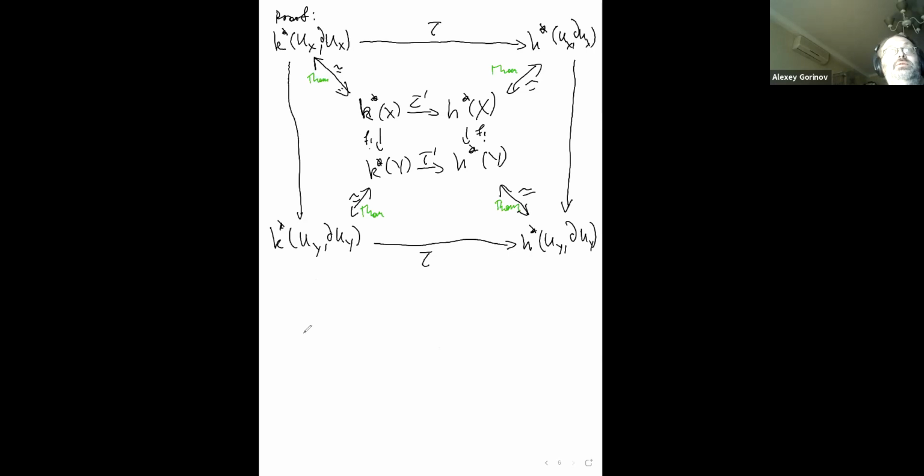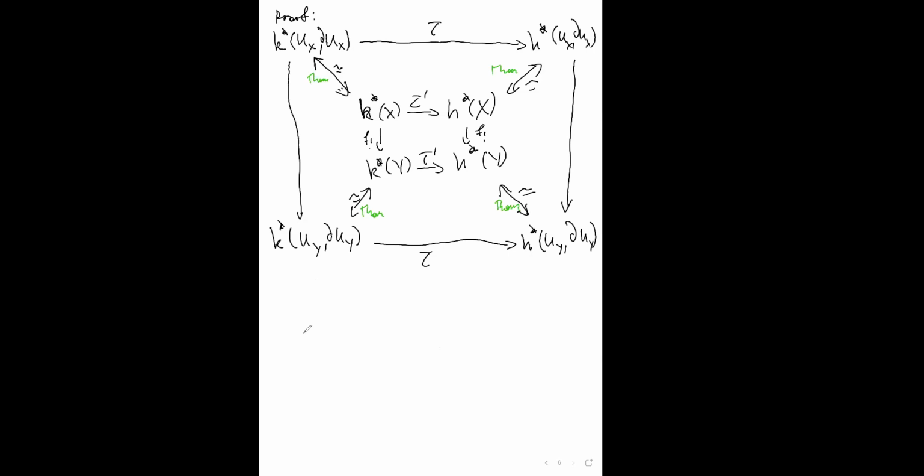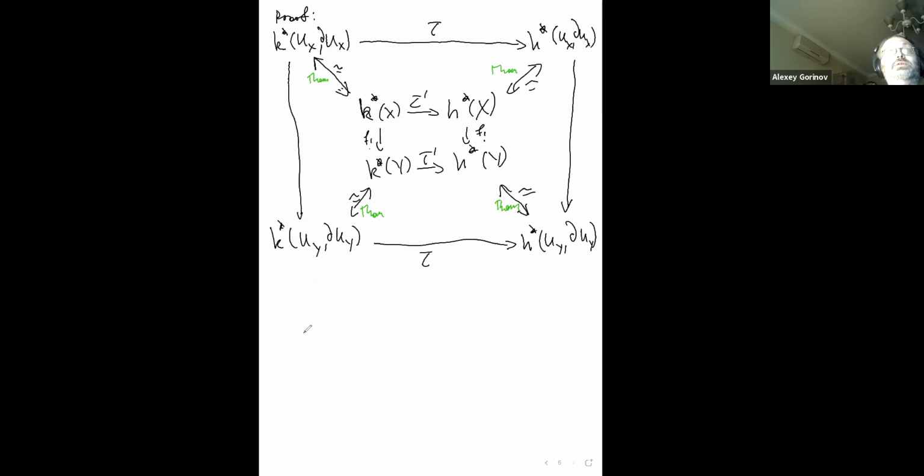Now, let's see. Something's wrong with the indexes, I believe. Because yes, the Thom isomorphism should be, yes, yes. Let's not mention the dimensions of X and Y, or else the diagram will get messy. Or in other words, all Thom isomorphisms have degree equal to the rank of the bundle.